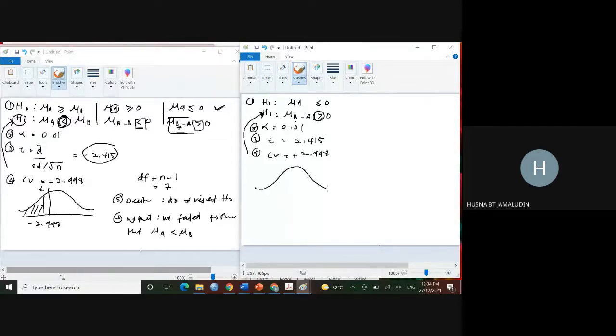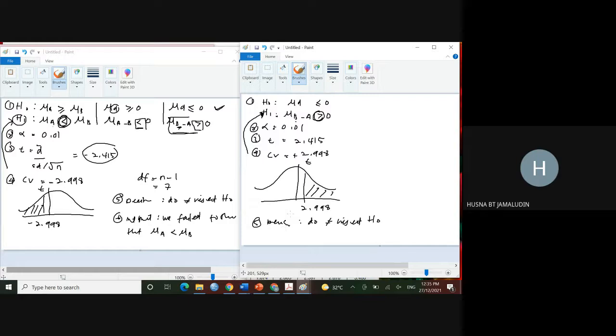And when you draw a diagram, you will see we call it shaded on the right side because everything's positive. So your CV, this is the area, 2.998. So what happened to your T? T is 2.41. Is it inside or outside? Outside. So this is your T. So what is your decision? Number 5. Your decision is still the same. It is outside the rejection region. You will say, do not reject the H0.